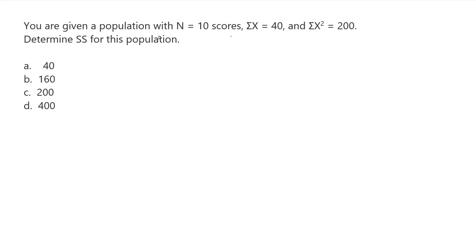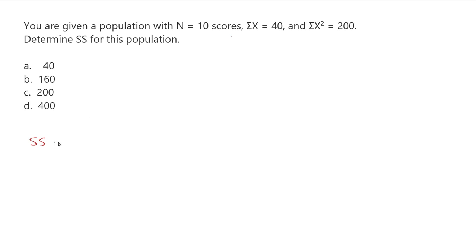You are given a population with n equals 10 scores, where the sum of x equals 40 and the sum of x squared equals 200. Determine the sum of squares for this population. It's either 40, 160, 200, or 400.